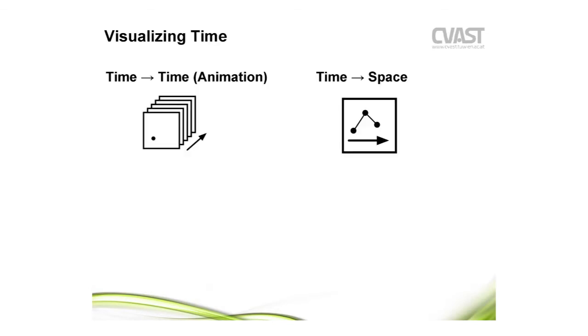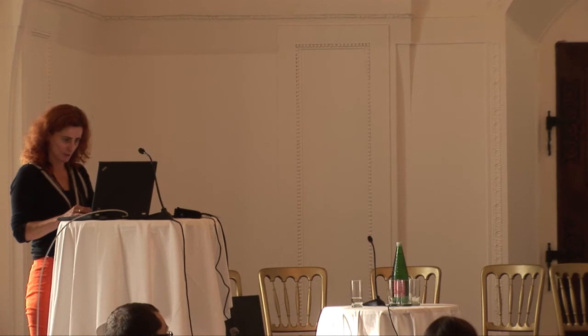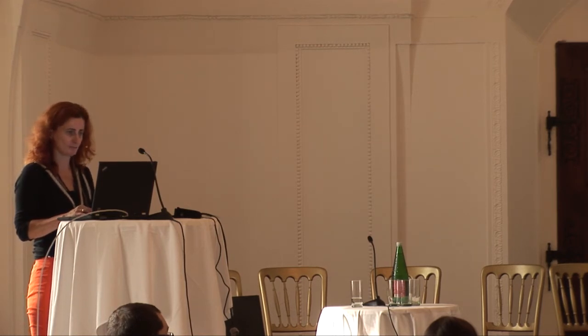The basic idea is that you have two different methods to visualize time. One is you can map time to time, which is an animation. The other idea is you can map time to space. I just want to give you a short demo of what we're doing with time to time, the animation. I hope that this works now on this beamer.